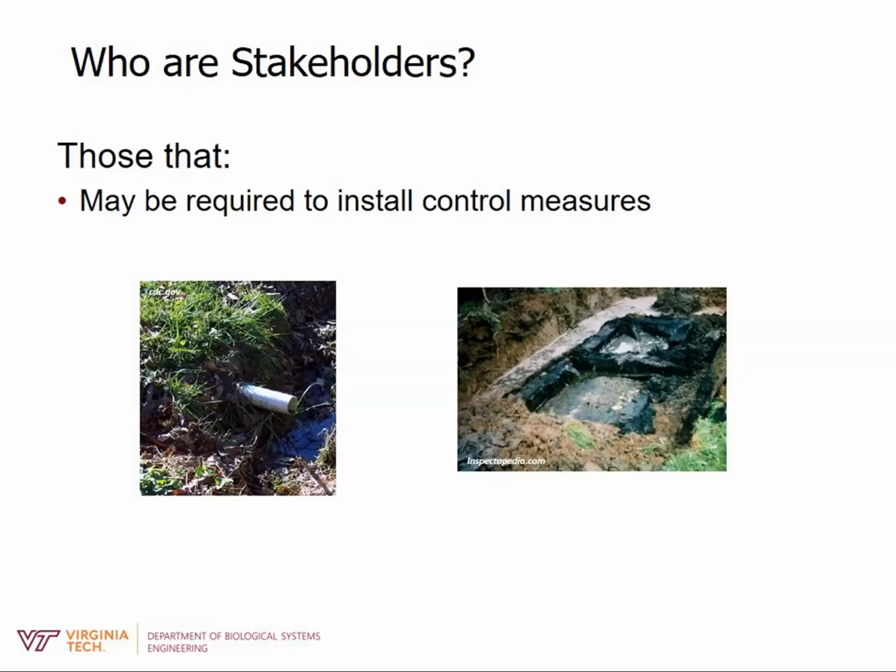So one of the stakeholder groups you want to try to have in your implementation planning: if there are these required control measures, you want to see if you can have people in your group or in your process that are going to be able to address these issues and help remedy them.